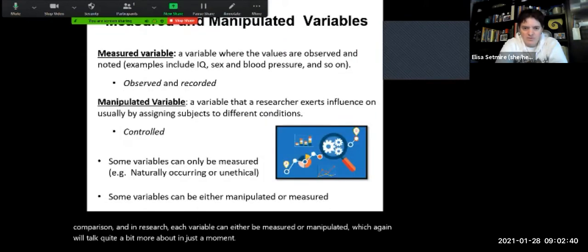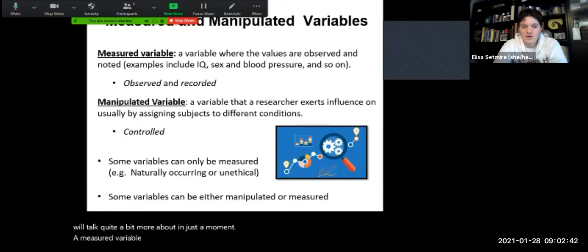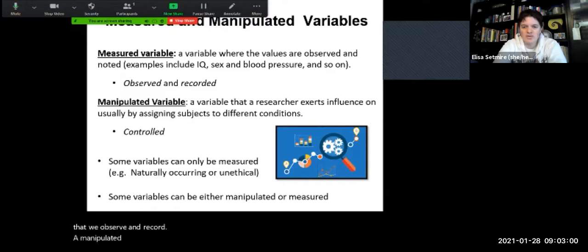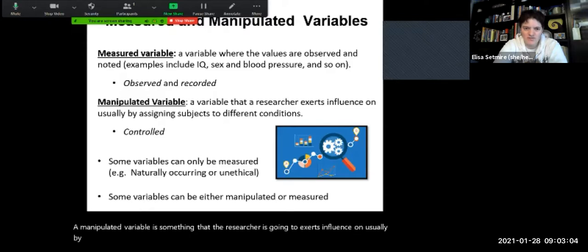A measured variable is a variable where the values are observed and noted. Incredible number of examples of this. It could be IQ, sex, blood pressure, and so on and on and on. This is something that we observe and record. A manipulated variable is something that the researcher is going to exert influence on, usually by assigning subjects to different conditions. So with one of these, we're just measuring. We're not changing anything. We're observing and recording what we have found.